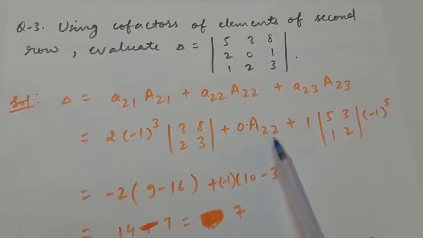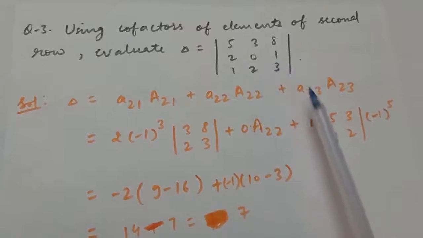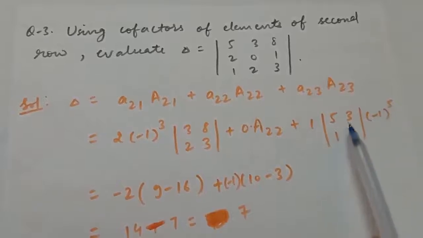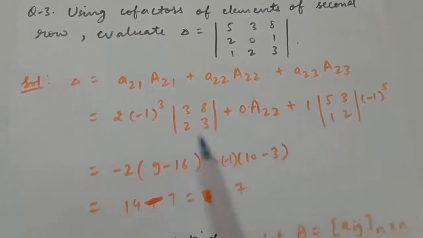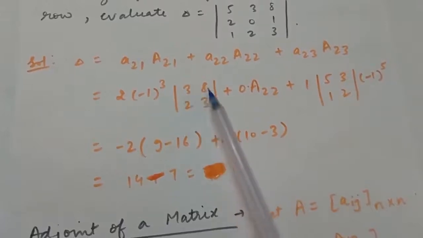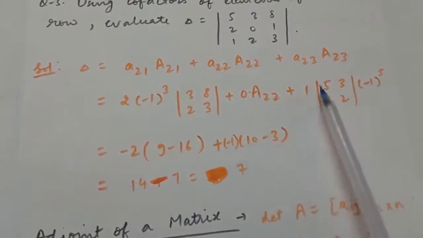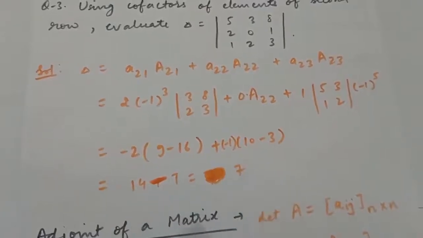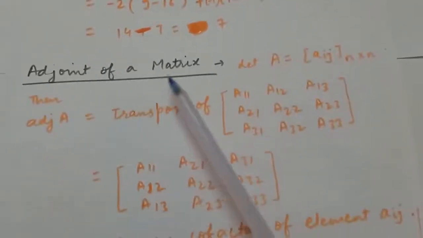So writing this as it is, plus the element 1 into the cofactor of this element, which will be minus 1 raised to the power 2 plus 3, that is 5, into this determinant which you will get after deleting second row and third column. Now this will be minus 2 inside the bracket, 3 into 3, 9 minus 16, plus this will be now minus 1 into 10 minus 3. So the answer will be 14 minus 7, that is 7, right?